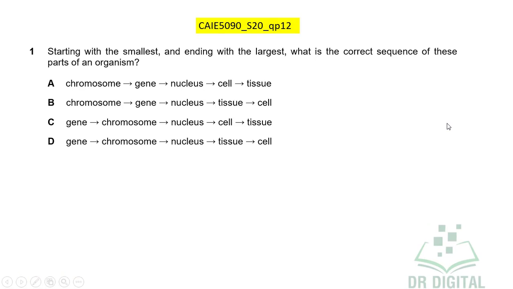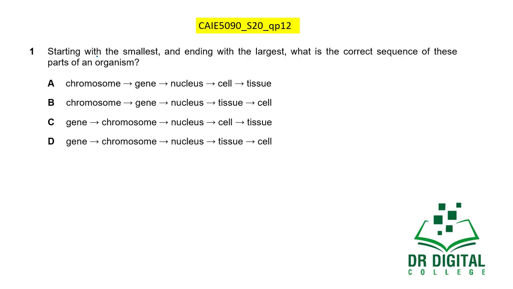So let's see. In this question, starting with the smallest and ending with the largest, what is the correct sequence of these parts of an organism? A and B both are starting with the chromosome, while C and D are starting with the gene. Genes are smaller things which are part of chromosomes. So chromosome is a bigger thing, gene is a smaller thing. That's why options A and B are wrong. C and D may be correct.